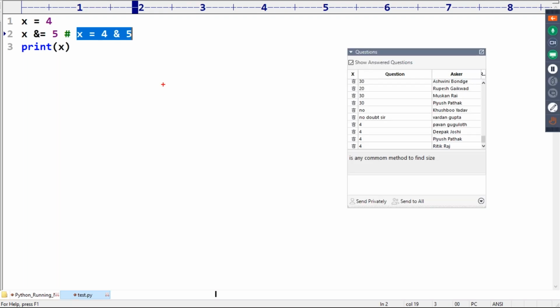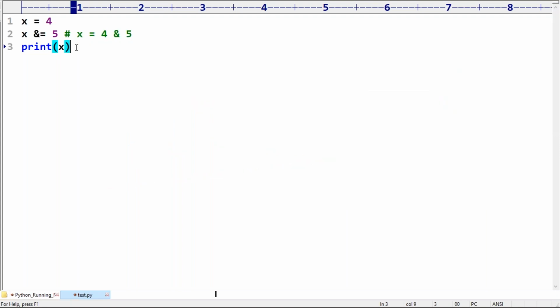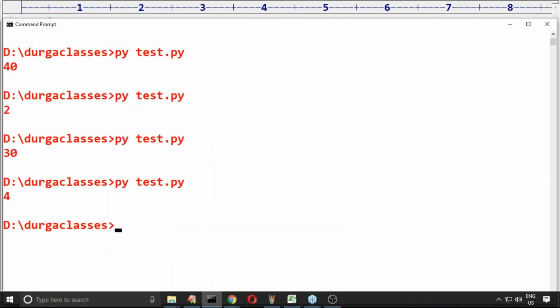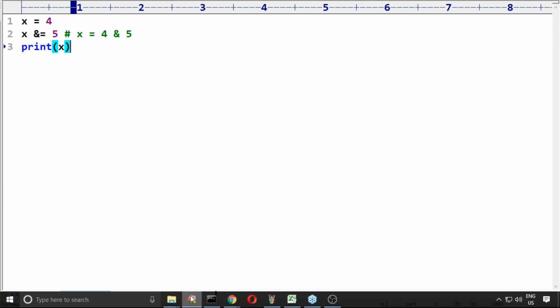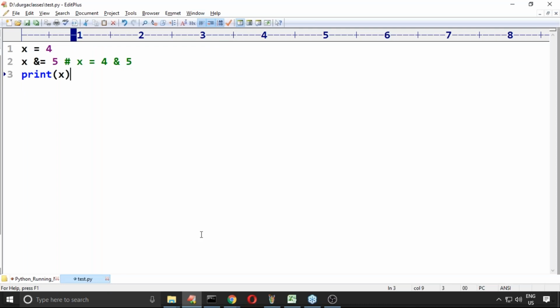Have you remembered? 4 means 1, 0, 0. 5 means 1, 0, 1. Bitwise and operator. But the answers are here. 4 itself is the answer we are going to get. Any doubt? All the people are in the position to understand? Okay, yes, it's applicable, right?